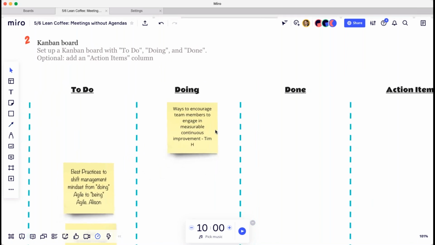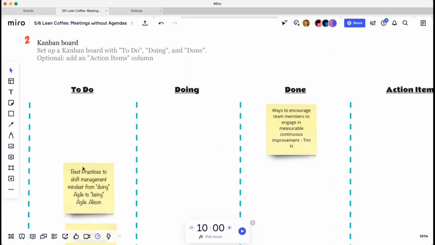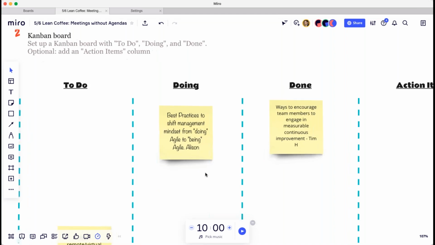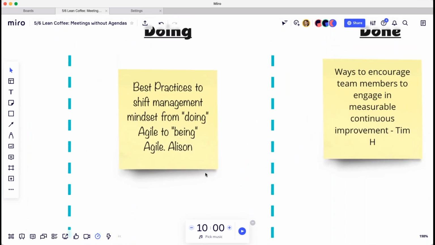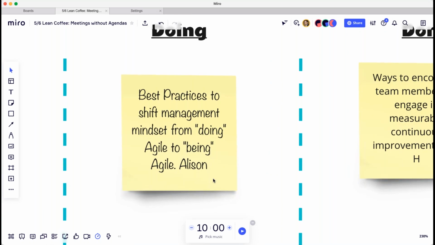All right, we've gone way over on this topic. So if everybody doesn't mind, let's talk about the next topic here. Although we have lots of time and only 3 topics. The next one was Allison's topic, which is a good one. Best practices to shift management's mindset from doing Agile to being Agile, which is actually a great segue from the one before. And I know, Allison, you gave a little Reader's Digest version before. Do you want to kick us off on this one?